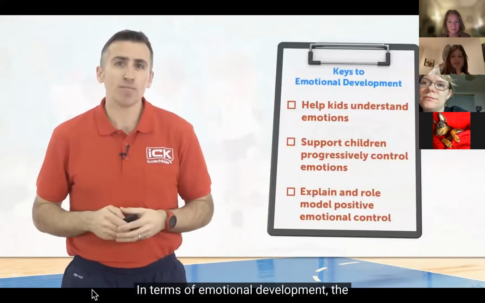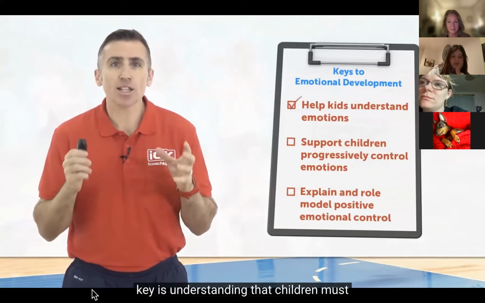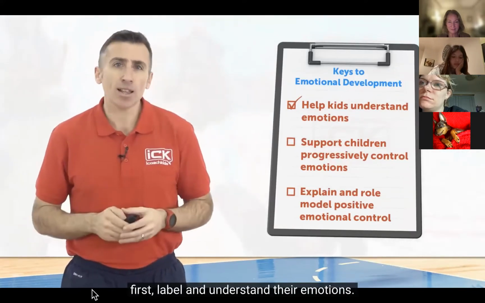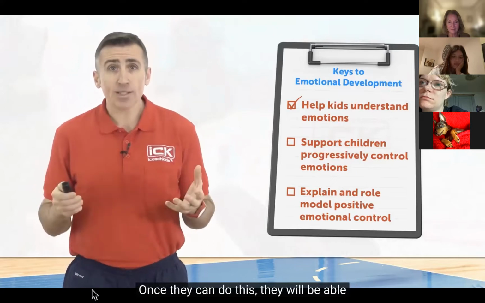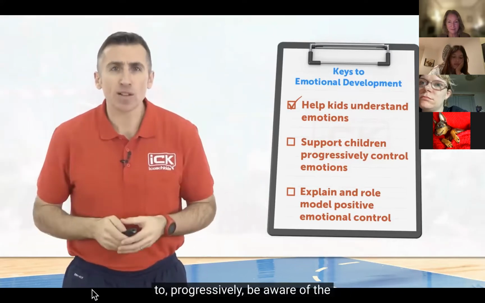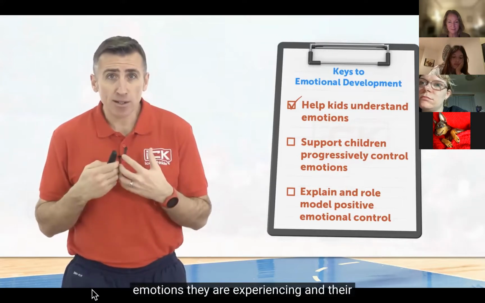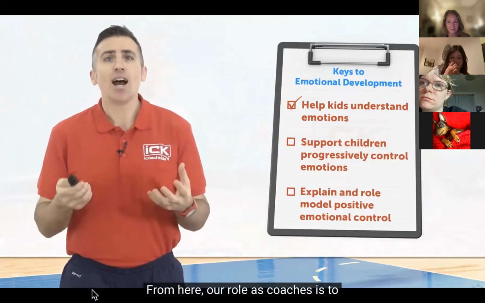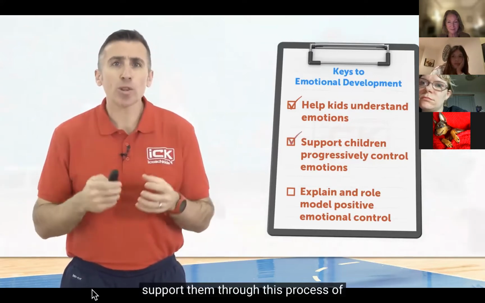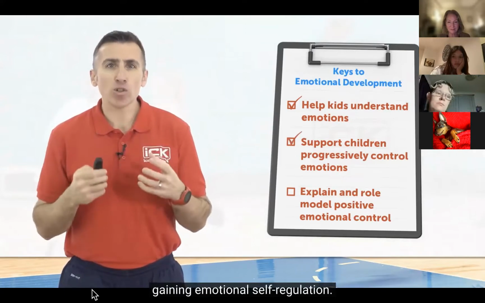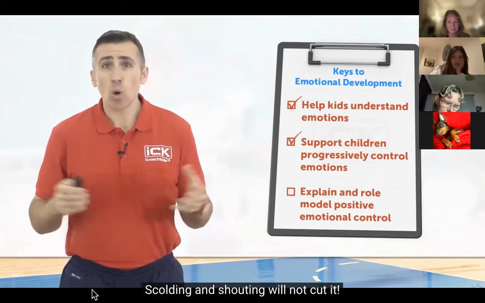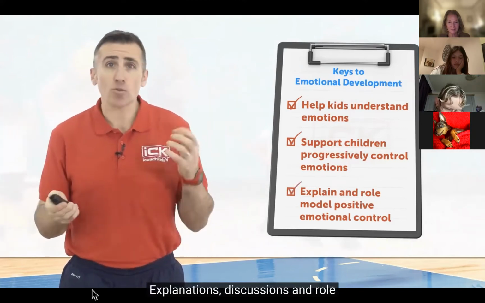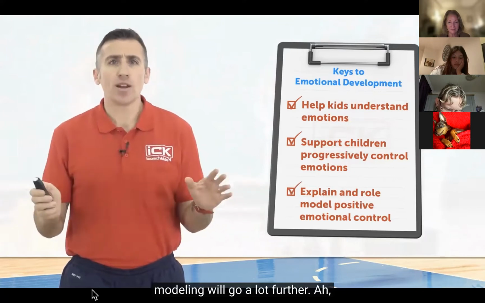In terms of emotional development, the key is understanding that children must be given the time and opportunity to first label and understand their emotions. Once they can do this, they will be able to progressively be aware of the emotions they are experiencing and their impact on themselves and on other people. From here, our role as coaches is to support them through this process of gaining emotional self-regulation. Scolding and shouting will not cut it. Explanations, discussions, and role modeling will go a lot further.